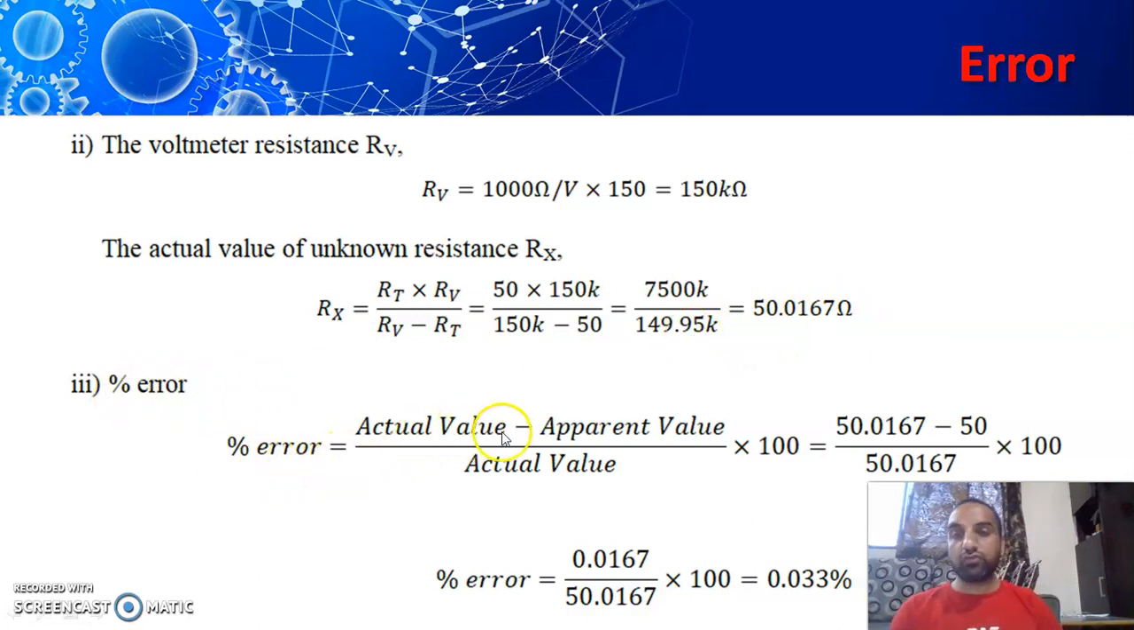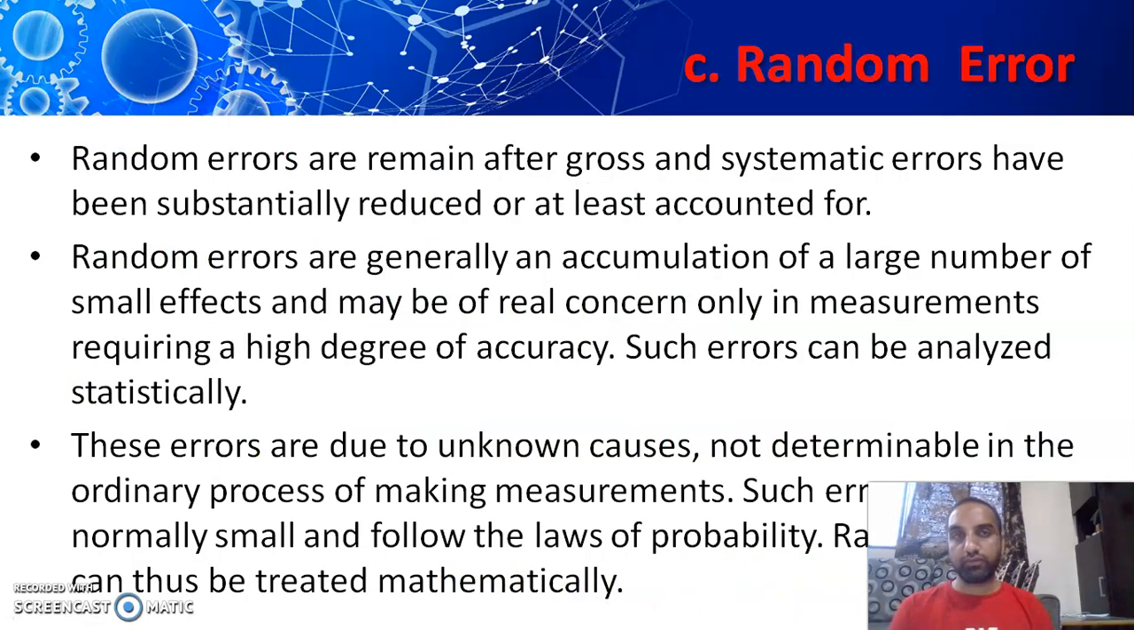Now the percentage of error. Percentage of error is the actual value minus the apparent value, divided by the actual value, into 100. So the actual value is 50.0167. The apparent value is 50. The difference is 0.0167, divided by the actual value 50.0167. And in terms of percentage, by multiplying by 100, we get 0.033%. So this is about this example.